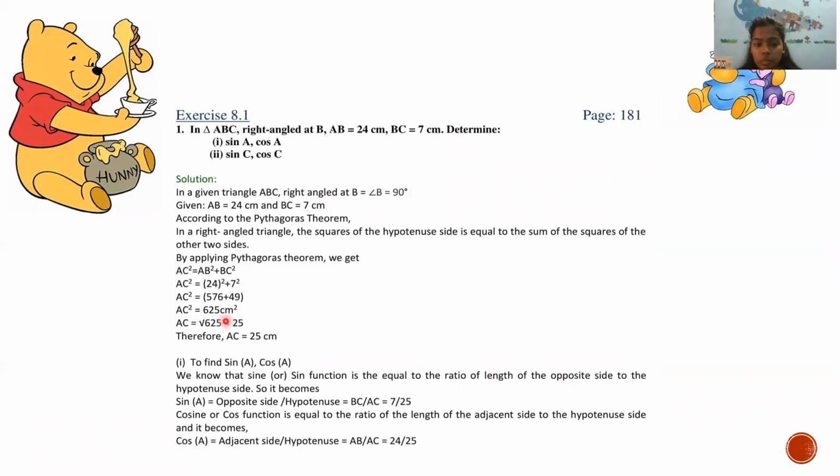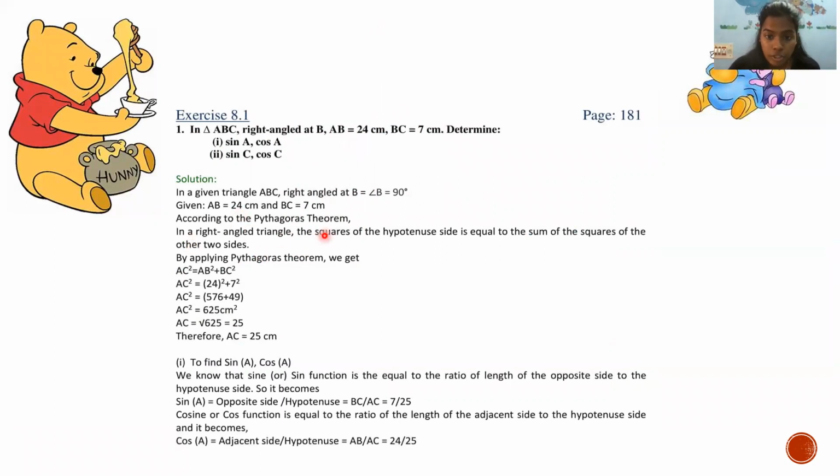We'll just see an example from our textbook itself. Here they are telling you, in triangle ABC, there's a right angle at B, and AB is 24 and BC is 7 centimeter. So right angle is B, which means obviously the side that is opposite to B will be the hypotenuse. What will be opposite to B? Of course, it will be AC only.